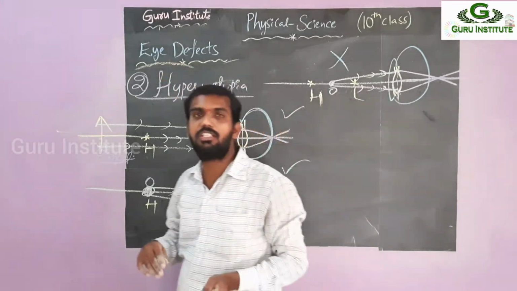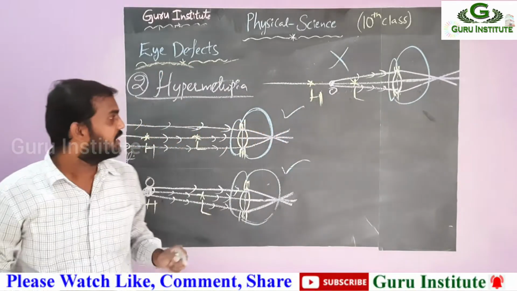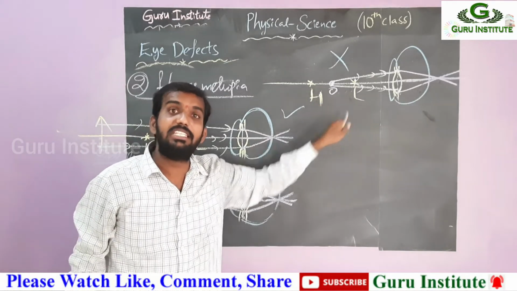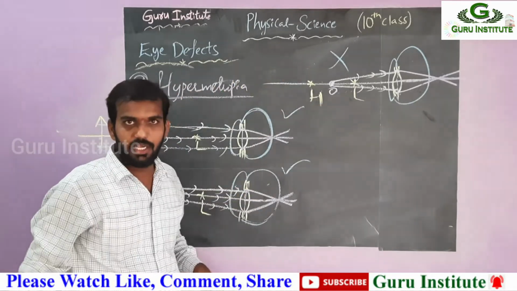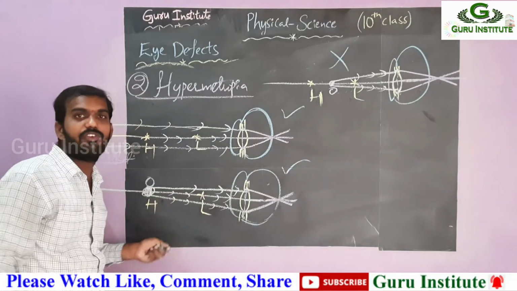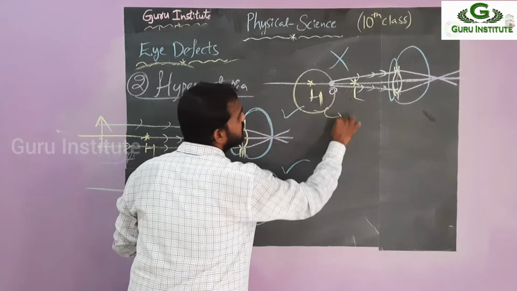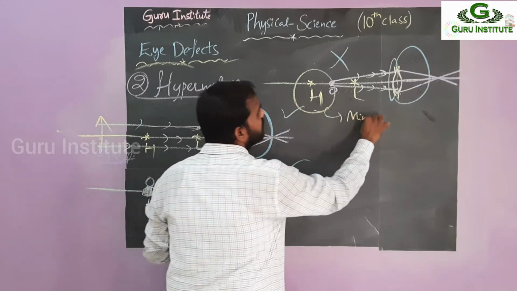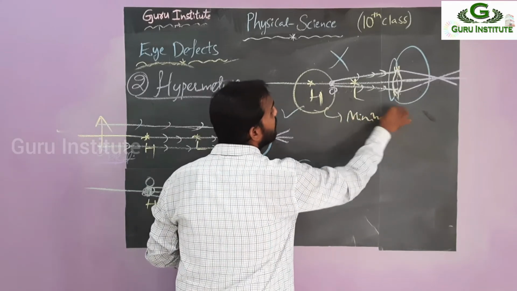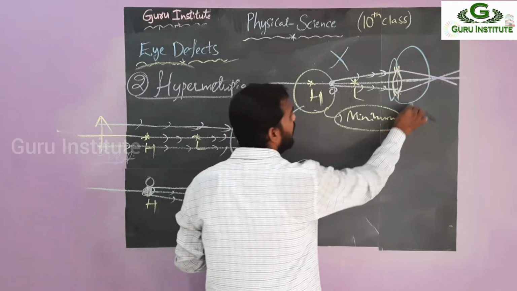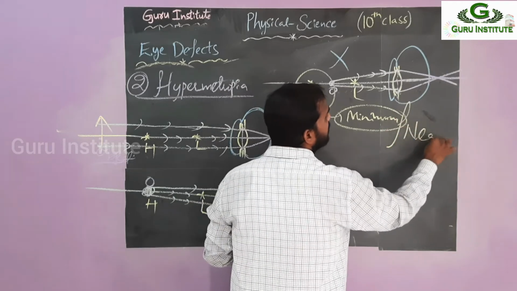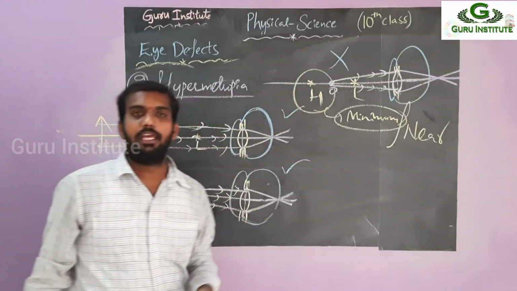He can't see the image of the near object. That means he can't see the near object. He can see the far objects only. After H only he can see. So that's why H is called the minimum point, or the near point. There, that is called the far point, right? So minimum point or near point.